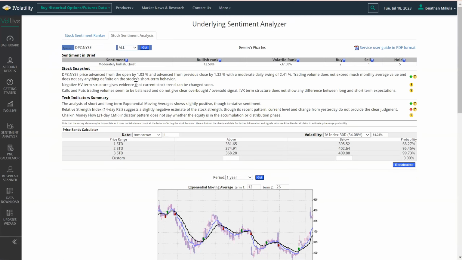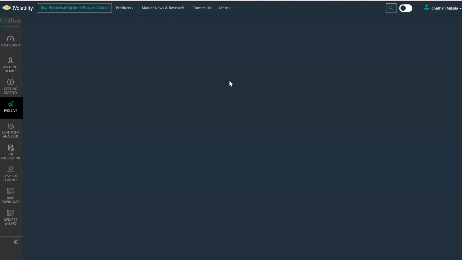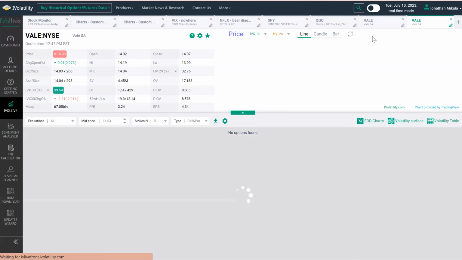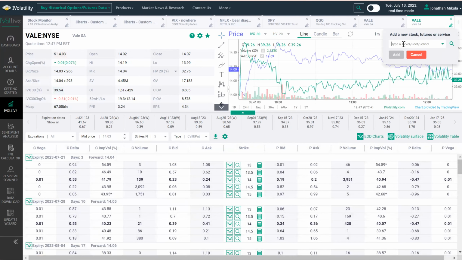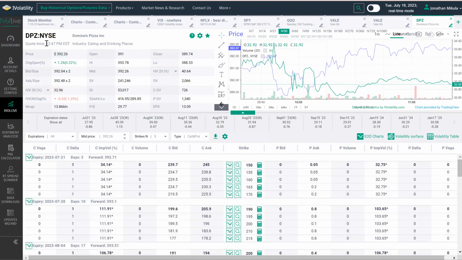And I could come here and I could really start digging deeper. I can look at its sentiment and then take this sentiment, this moderately bullish quiet, and then I could come to I've Alive, and then I could pull up a tab for Domino's now, and I can start the whole process over again of saying, okay, well, let's pull up DPZ, right? There's a lot of different ways you could do it. You could pull it up like that, or you could pull it up from your custom group over here, but I just keyed it in.